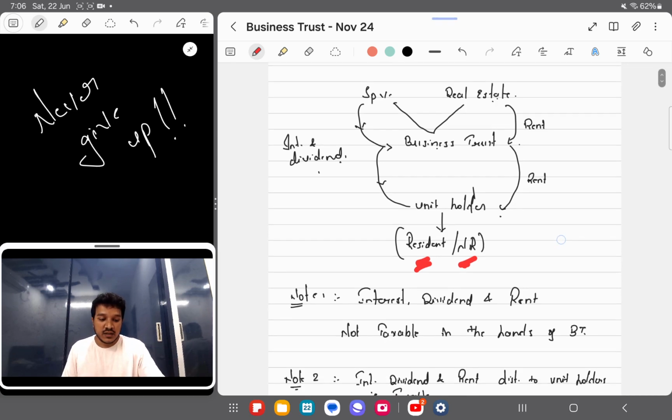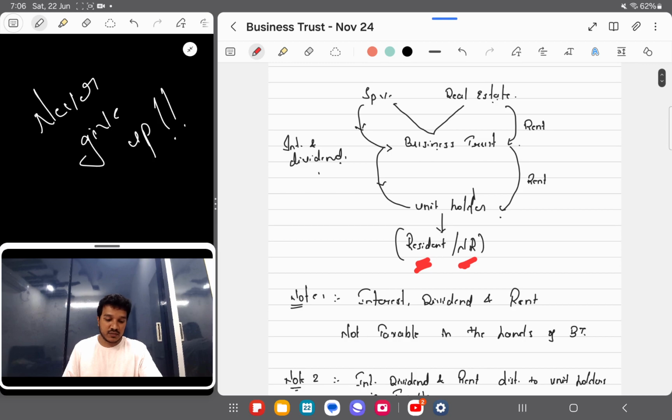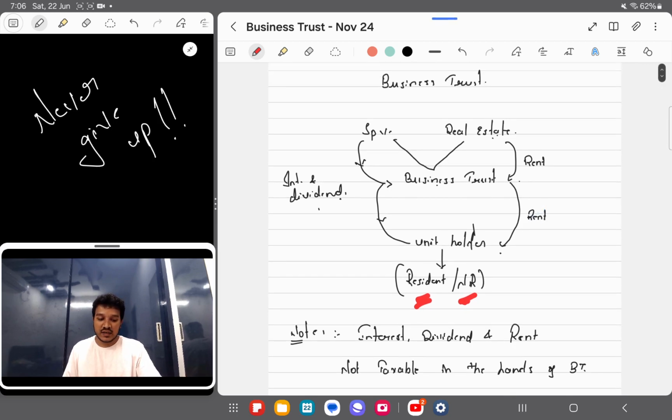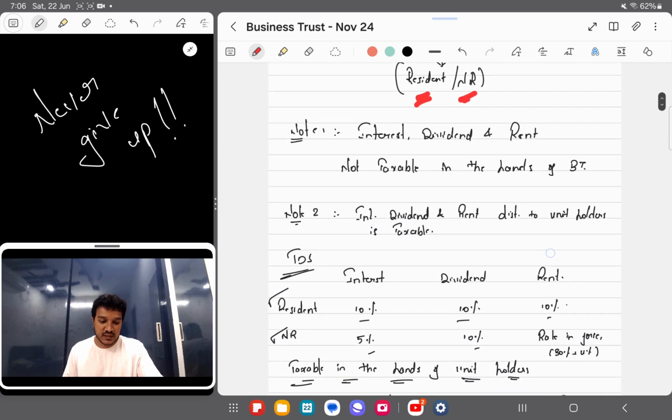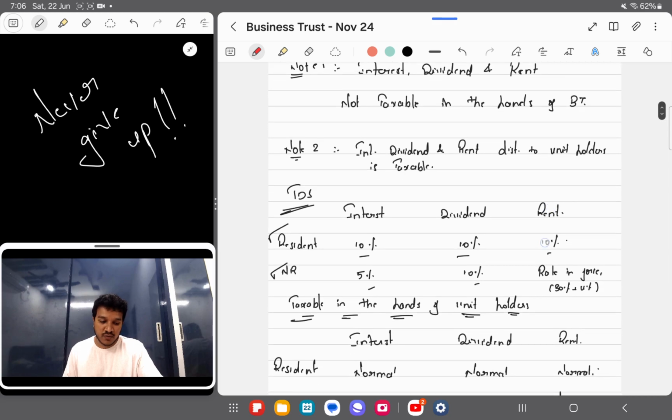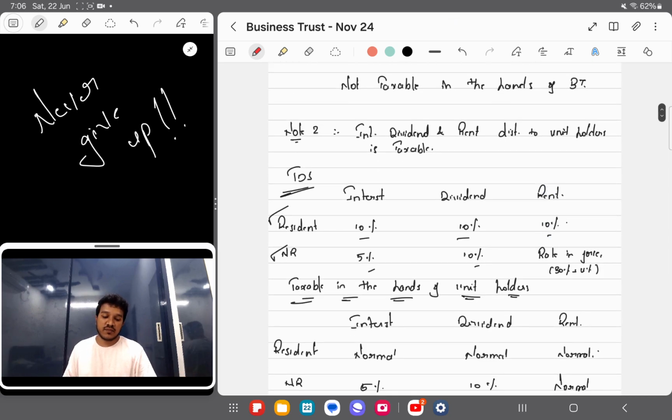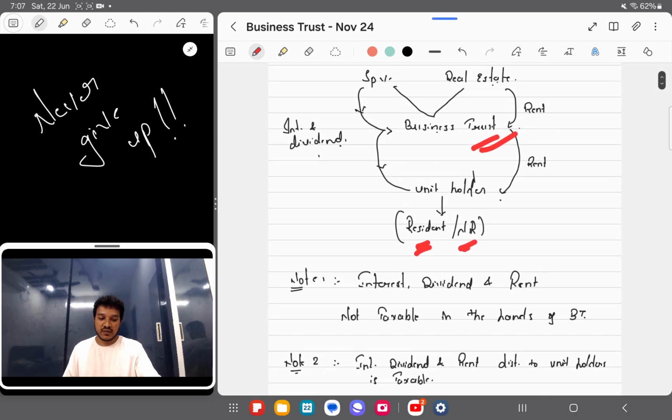So there are three parties, three kinds of incomes, a resident and a non-resident. All these three incomes are exempt in the hands of business trust. It will be taxable in the hands of unit holders. So let's talk about the TDS rates. I've given it in the form of a chart, which would be very helpful to remember. Whenever business trust is distributing the income to unit holders, it has to deduct TDS. Let's talk about the residents first.